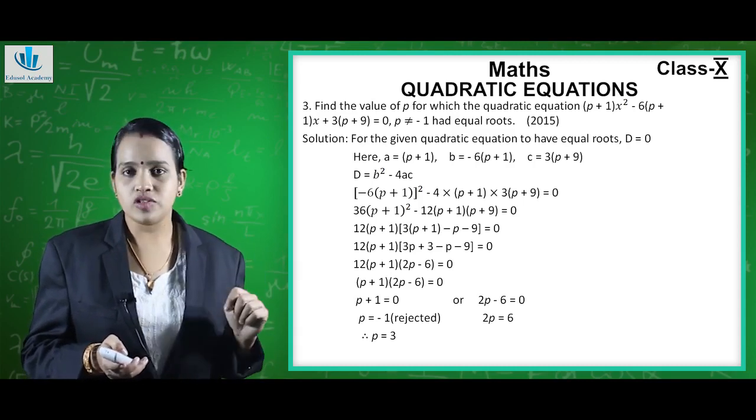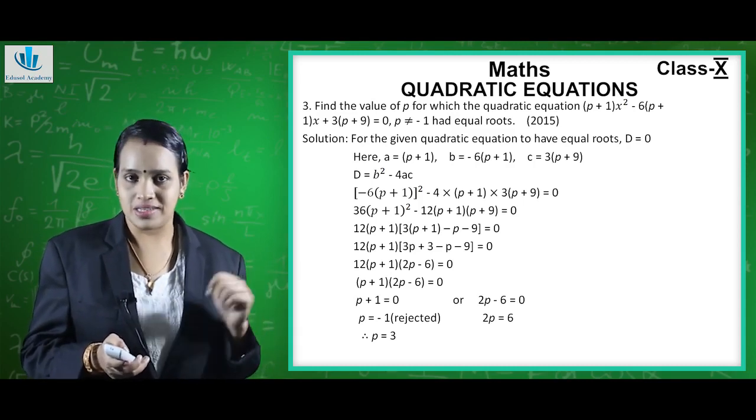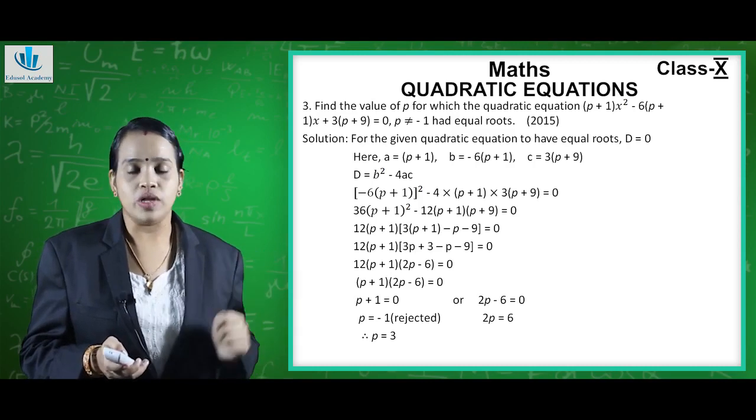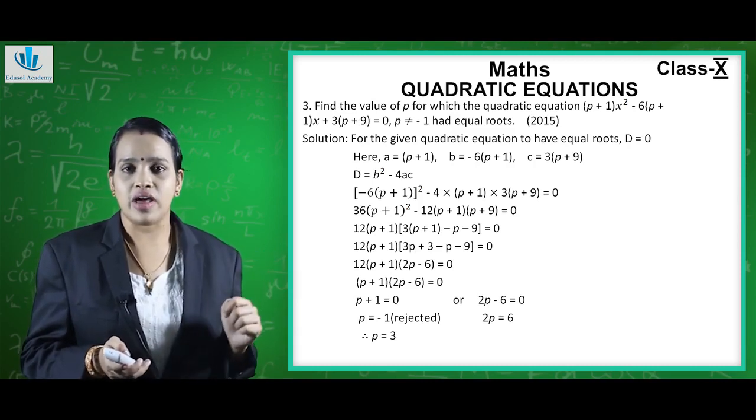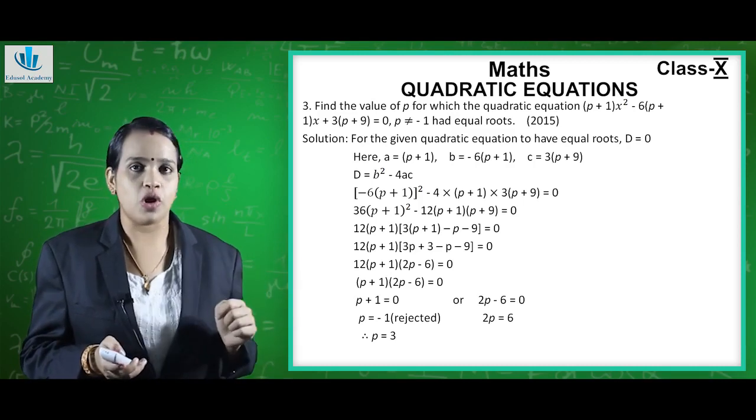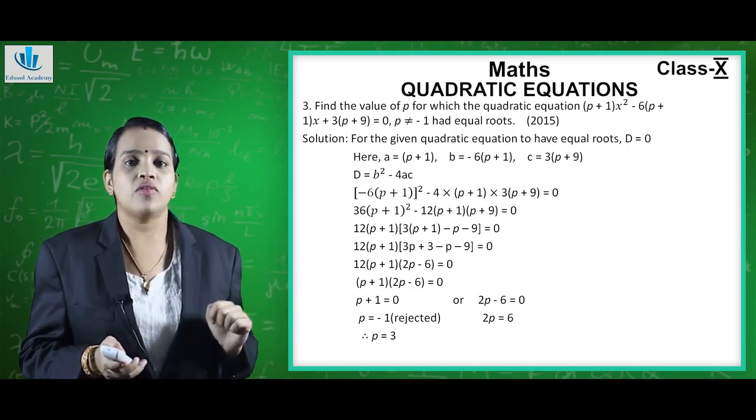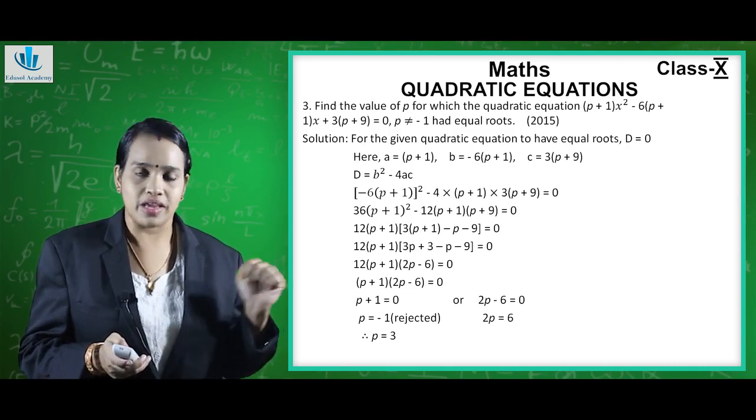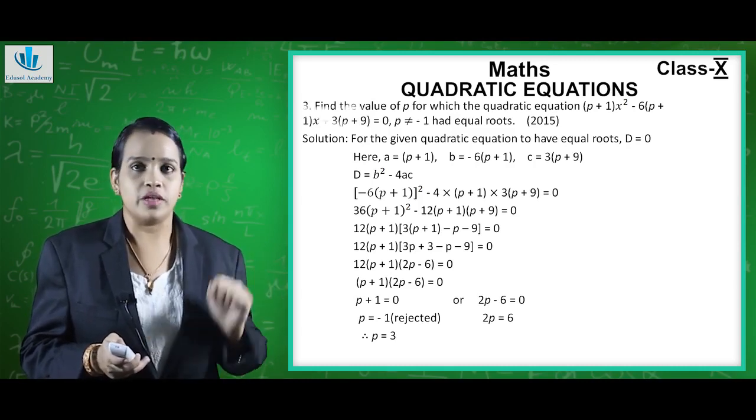Now there are two values of p, that is p is equal to minus 1 and p is equal to 3. But we are rejecting the value of p as minus 1 because in the question it is said that p should not be equal to minus 1. So our value of p will only be 3. So p will be equal to 3.